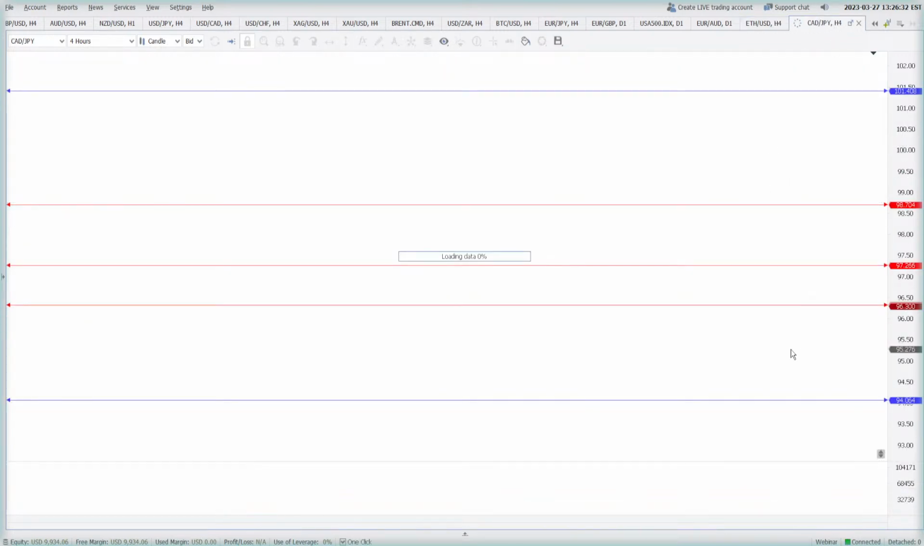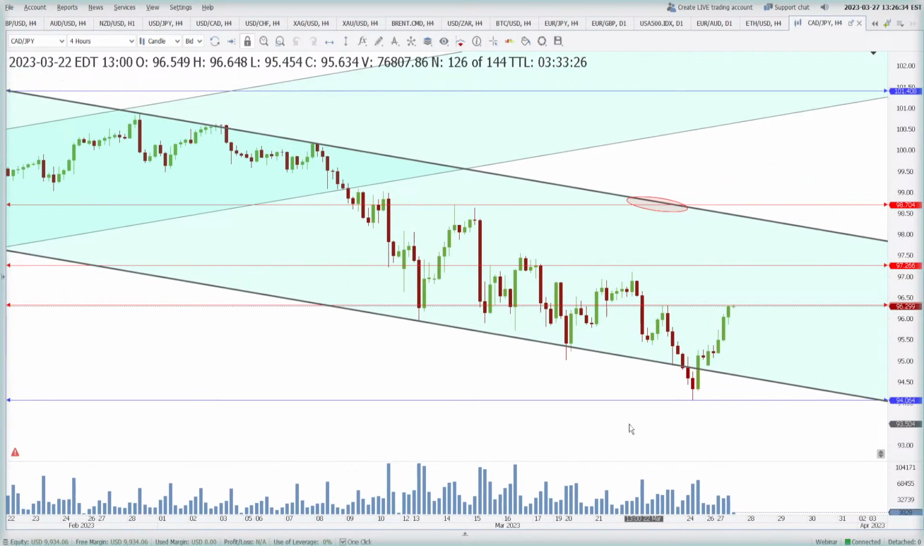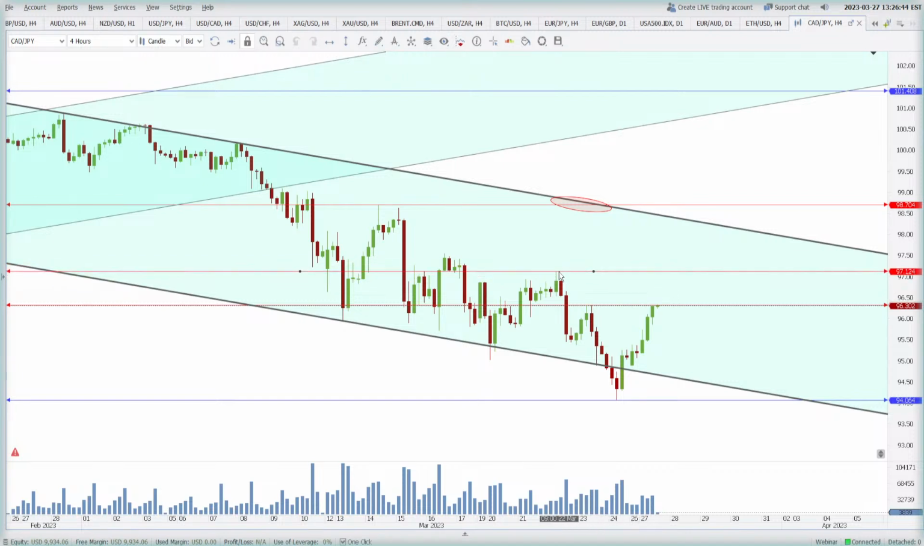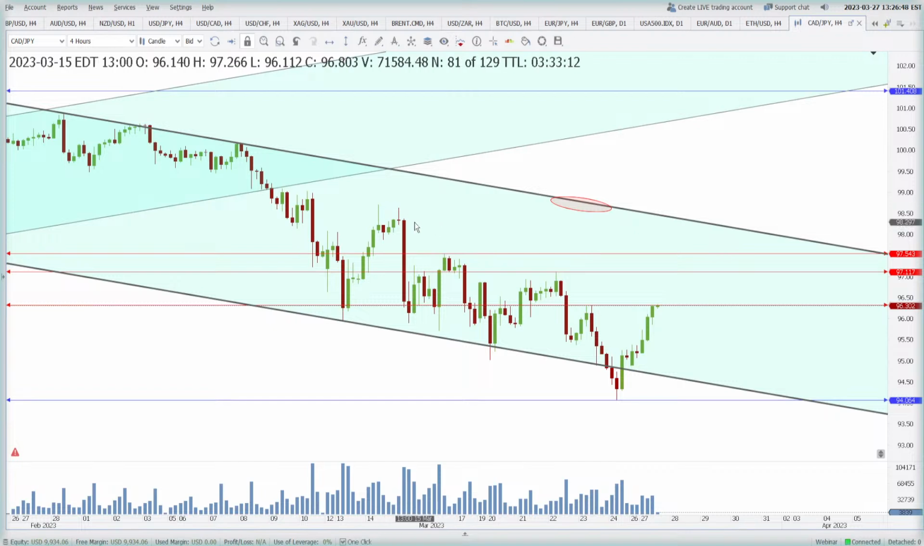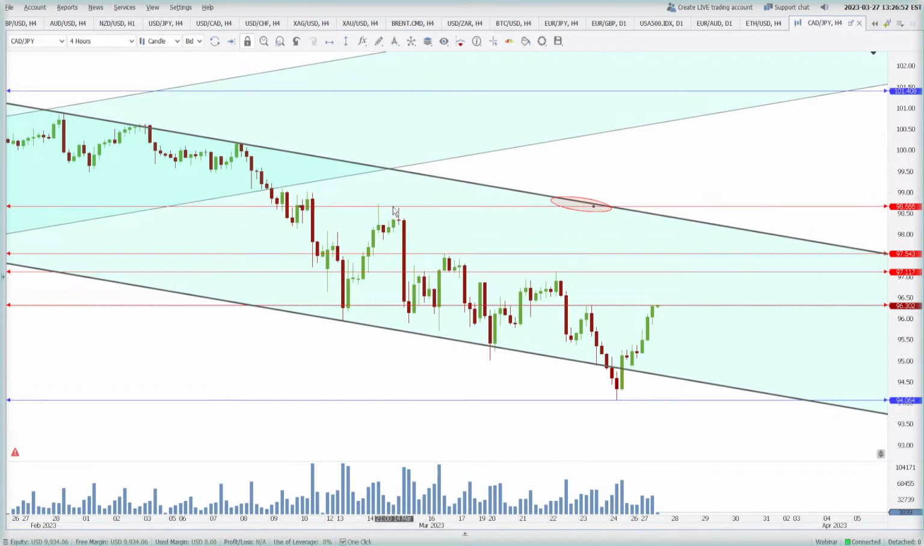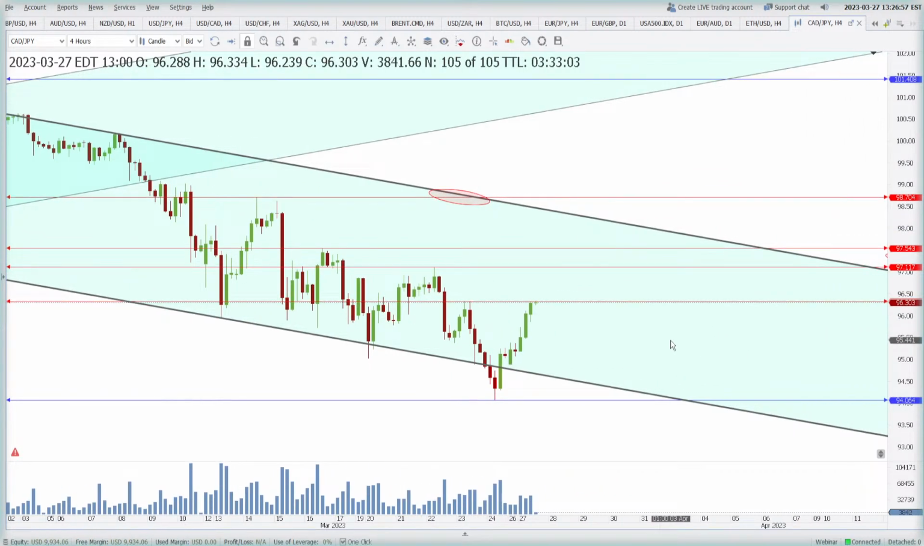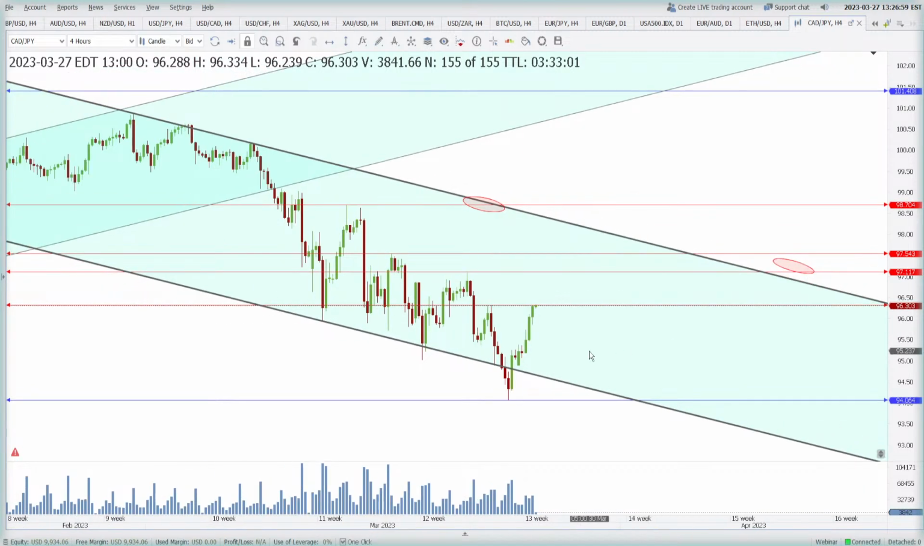Canadian dollar against Japanese yen has taken 94.06 as the targets. After taking these targets, the price has entered the channel. Now it is trying to break through 96.32. If it does, the next target will be this one, thereafter this one, thereafter this high. So yes, Canadian dollar against the Japanese yen is doing good.